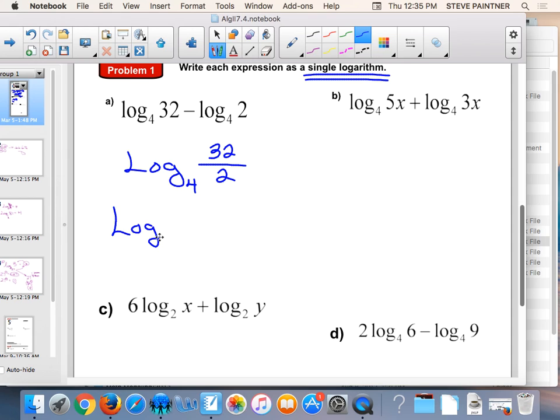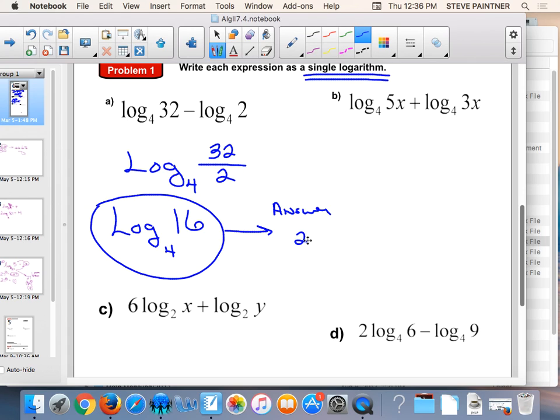What is it? Base 4 of what though? 16. Okay? That's the answer. It says write it as a what? A single log, but here's the deal. I know that's the answer, but if I were really asking you what is the answer to this problem, you would tell me the answer is what?